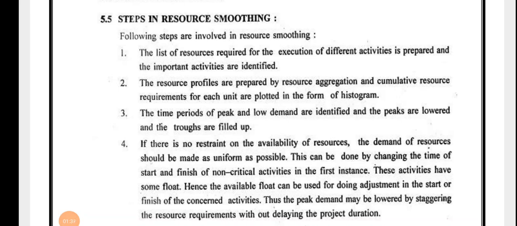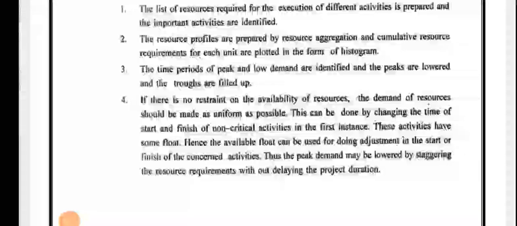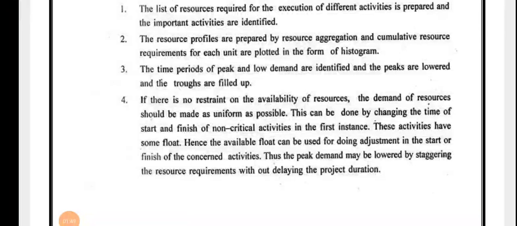are filled up. If there is no restraint on the availability of resources, the demand for resources should be made as uniform as possible. This can be done by changing the time of start and finish of non-critical activities in the first instance. These activities have some float, hence the available float can be used for doing adjustment in the start or finish of the concerned activities.